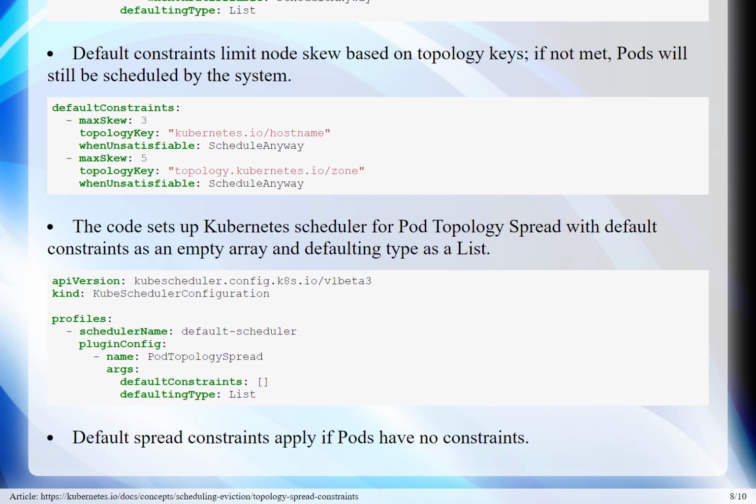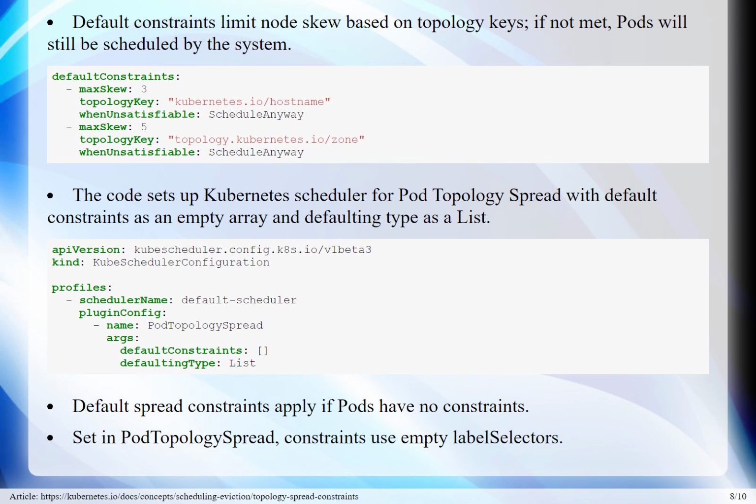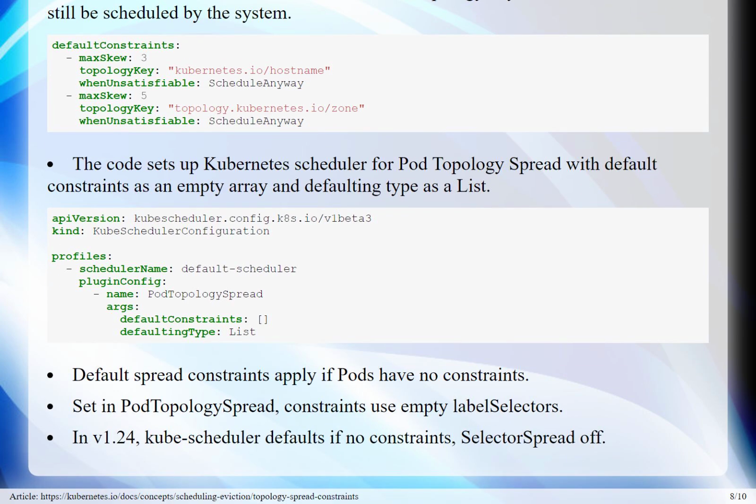Default topology spread constraints for a cluster apply when a pod lacks its own constraints. They are relevant for pods within a service, replica set, stateful set, or replication controller. These constraints are set in the PodTopologySpread plugin's scheduling profile, using an API where the label selector is empty. Selectors derive from the pod's associated service or sets. For Kubernetes version 1.24, the kube-scheduler uses built-in default constraints if none are configured, disabling the legacy SelectorSpread plugin by default.